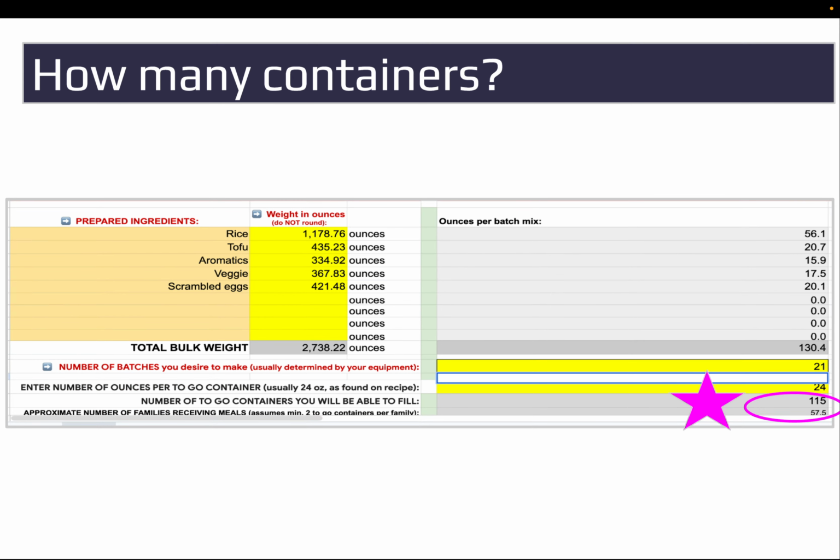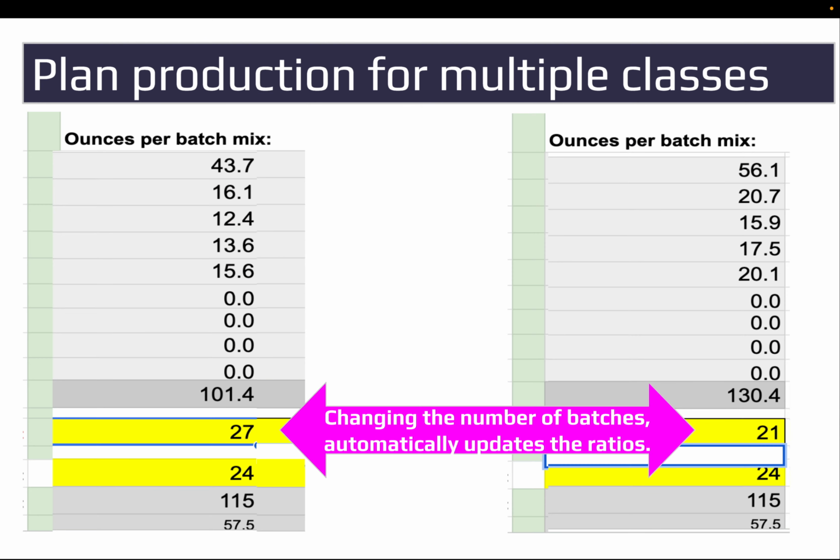The calculator also gives you an estimate for the number of families you can provide meals to based on the quantity of food you have packaged. The calculator assumes that Kids Feeding Kids' intention of providing each household a minimum of 2 containers is being offered. 2 containers is just a minimum. It's always fine to give additional containers to families you know have a larger than average number of people in the household. You can also use the calculator to plan production across multiple classes or groups.